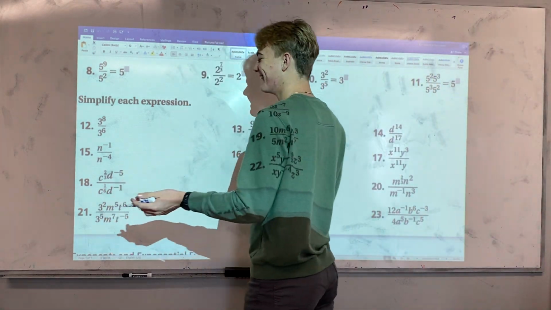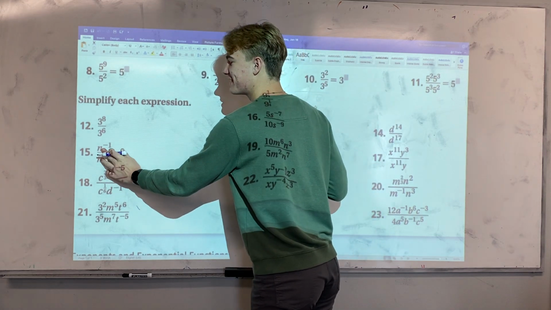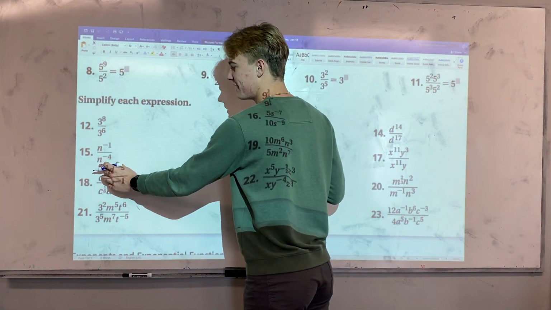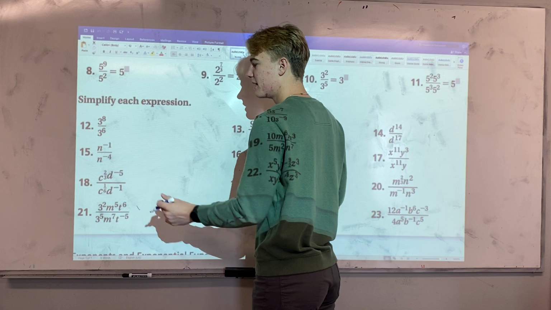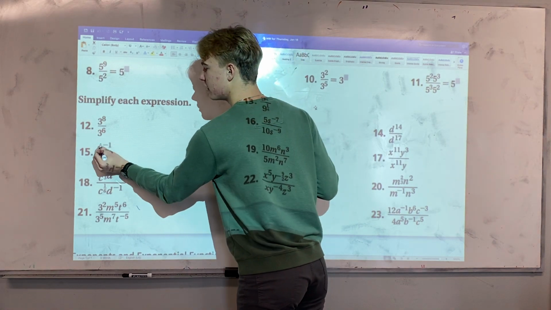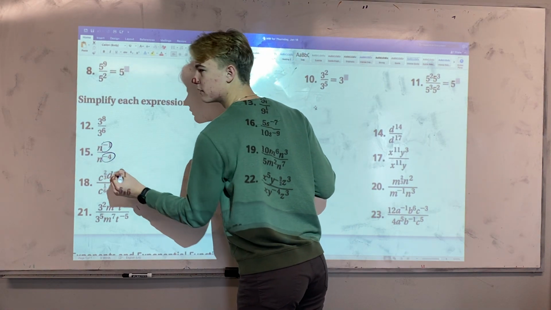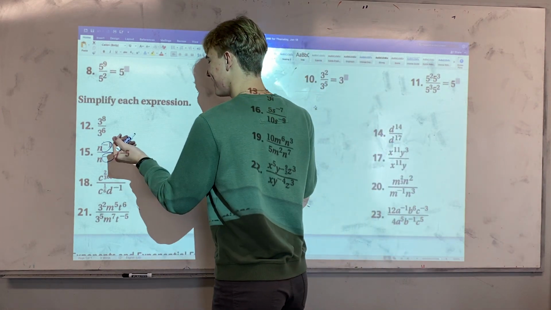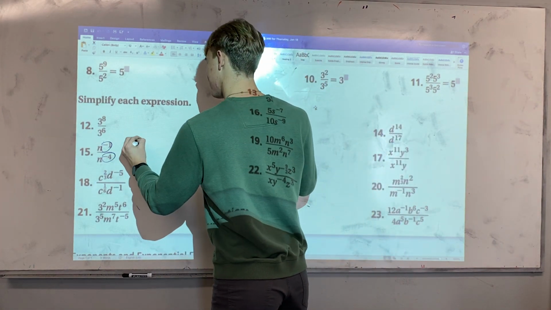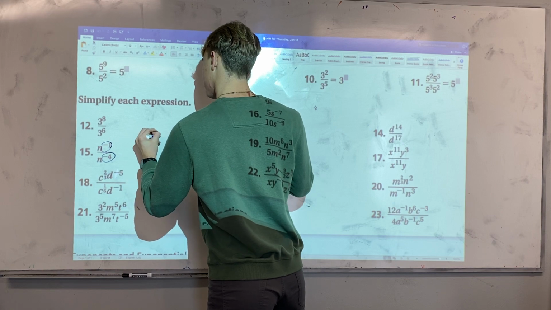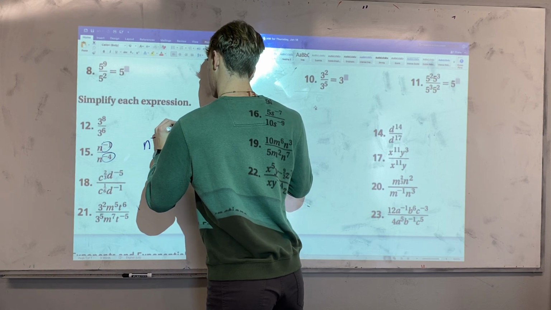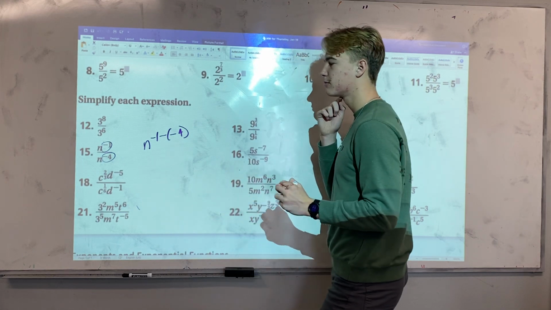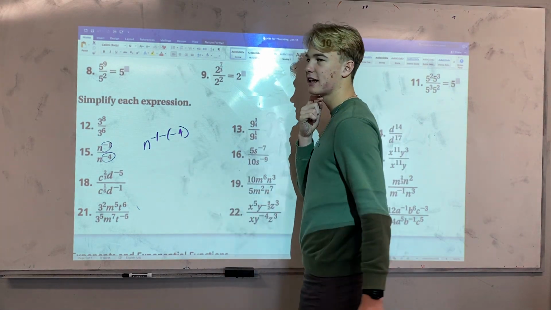Okay, same thing. Ignore the fact that it's a letter. They have the same base. The base is n in both cases. But we're dividing, so what are we going to do with the exponents? Subtract. That's good. Okay, so we have n to the -1 minus -4. So how do we do this? Subtracting a negative, what does it become?